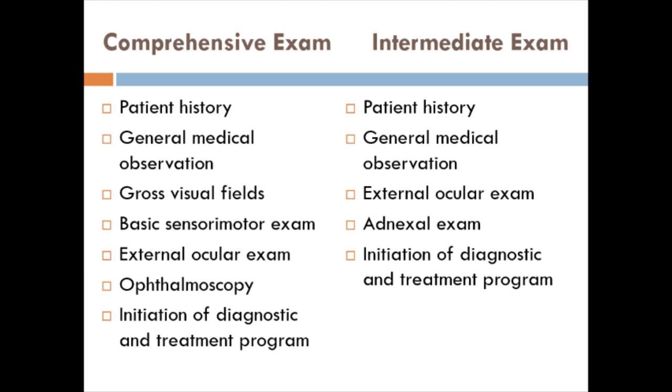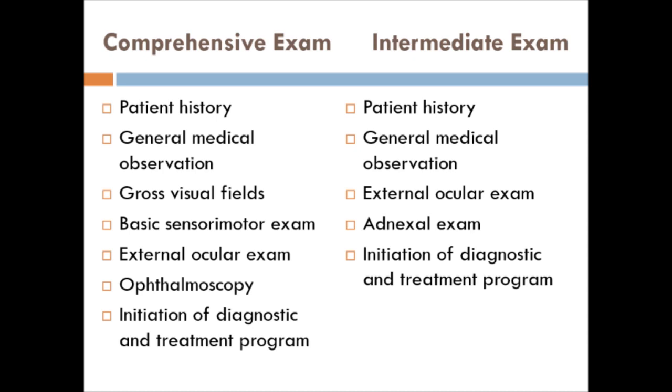So, for example, in the first column under comprehensive exam, you see the seven things that are required to report this level of service: patient history, general medical observation, and so on. On the other column, you see the intermediate exam, which only requires five service components. So remember, there's nine altogether. You've got to have the right combination of seven service components to report a comprehensive exam, and you've got to have the right combination of the five service components to report an intermediate exam.